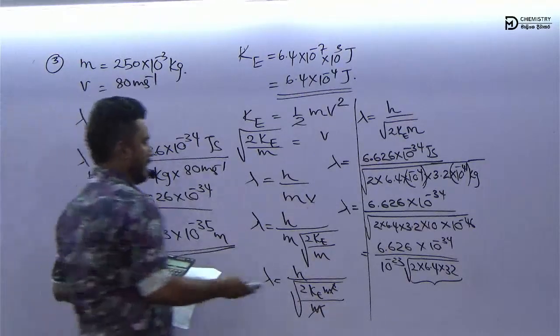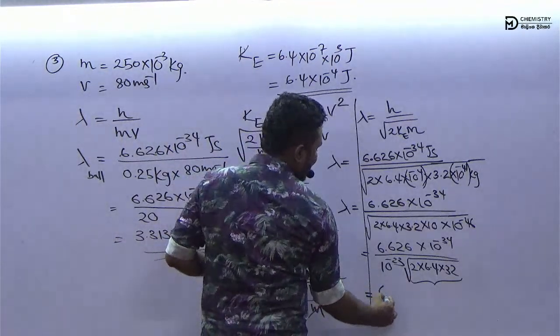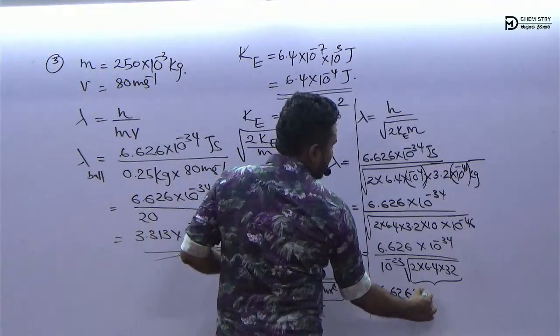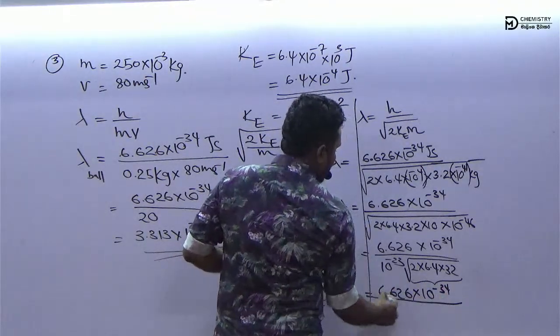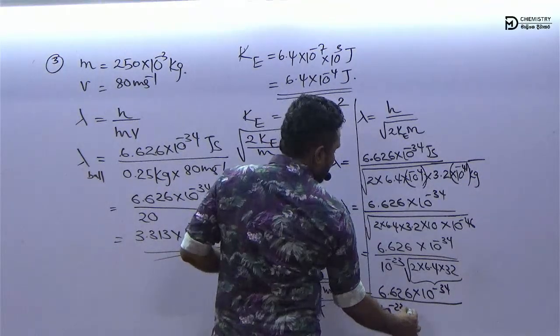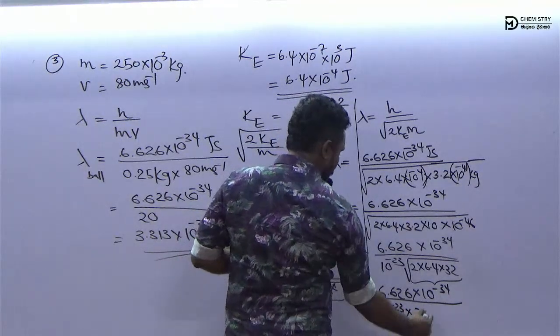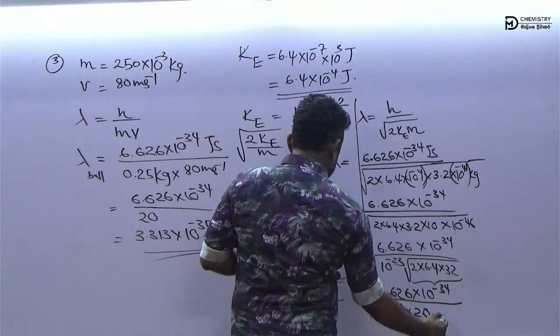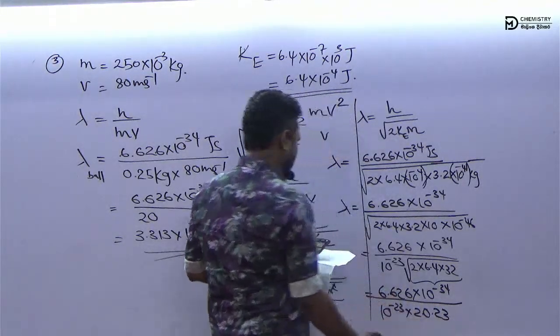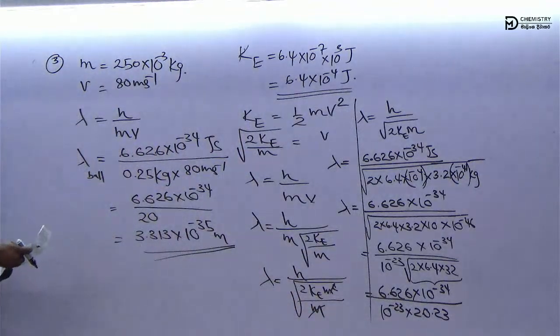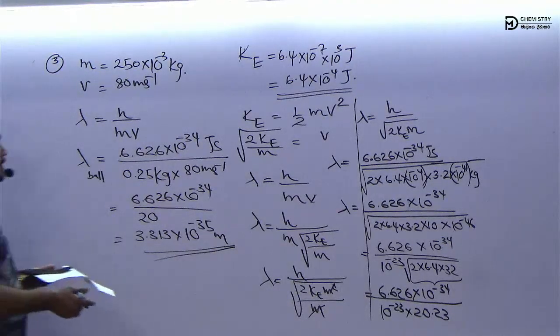20.23. My answer here. You can't use calculators, but I can use. Hurry. 10 to the power minus 23. Here you will receive 20.23 answer. So my final answer there, 6.626 divided by 20.23.